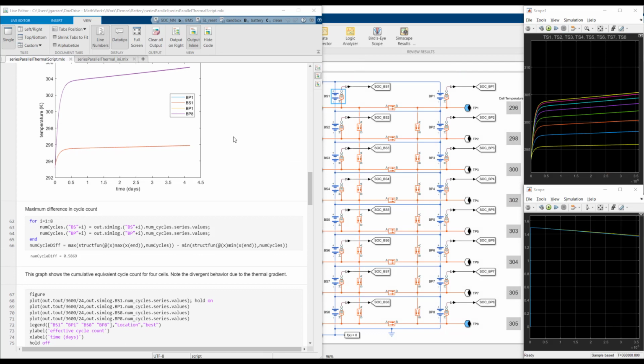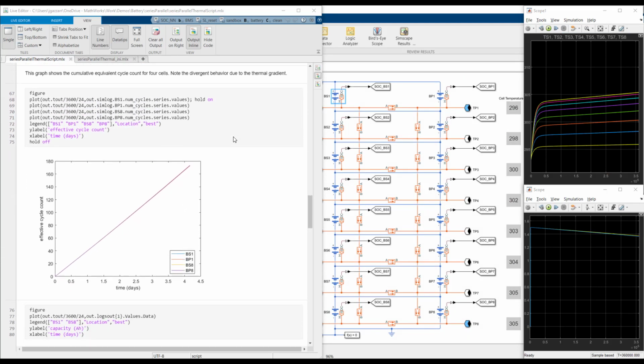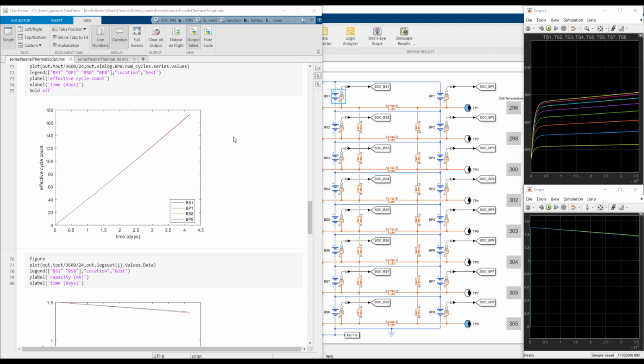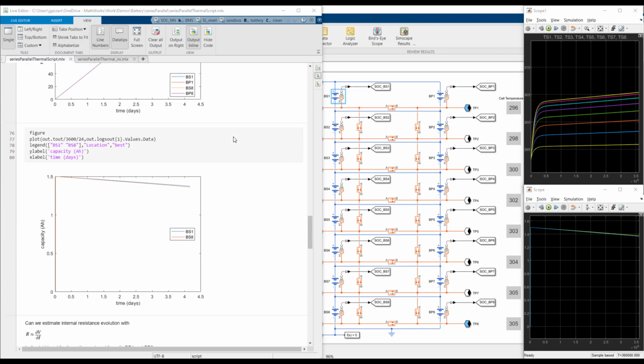So here we can see that the effective cycle count of the hotter cells is larger than that of the colder cells because their capacity degrades more quickly.